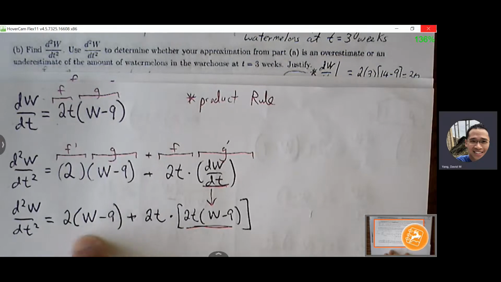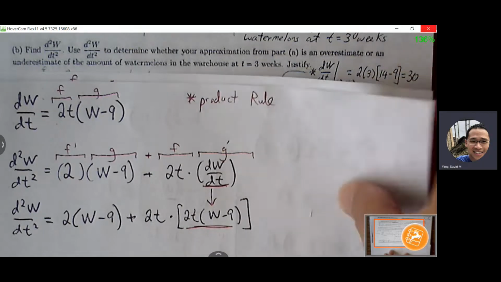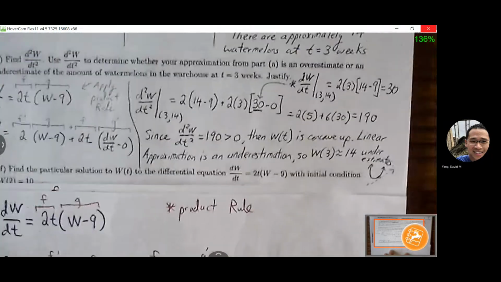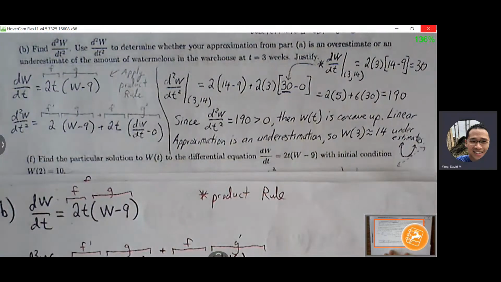Okay, so you can replace all of your P and W values with 3 and 14. And use your calculator. It should get you all the way up to 190. And that number is really not that important. It's really the fact that, okay, as long as it's positive, that's what we really want to be able to explain.